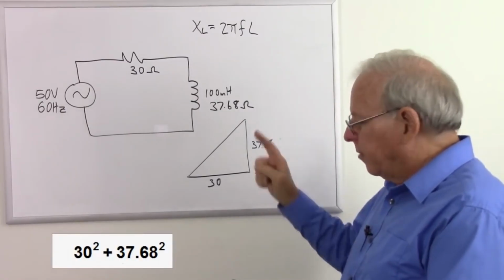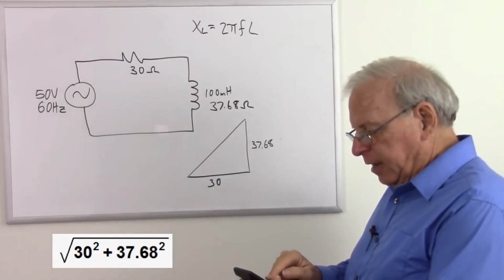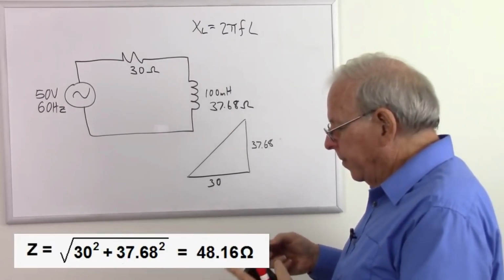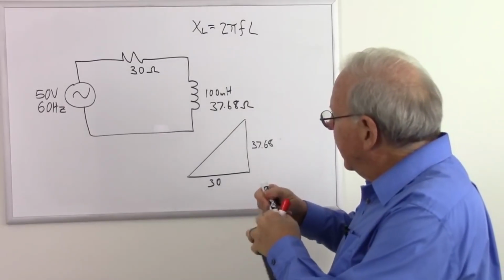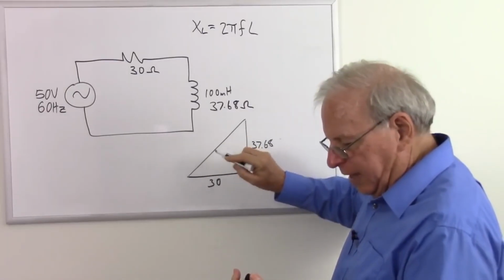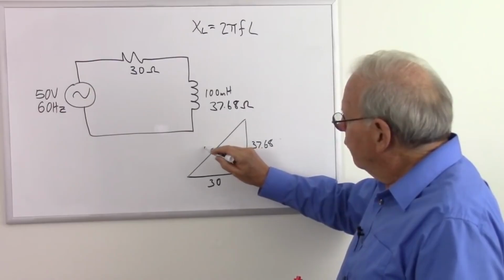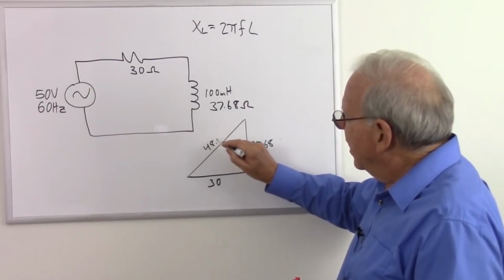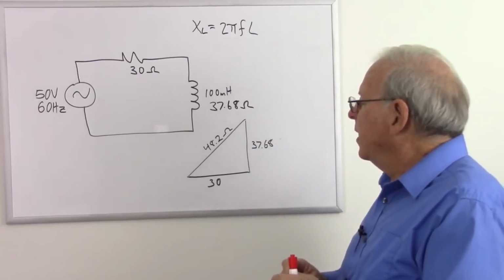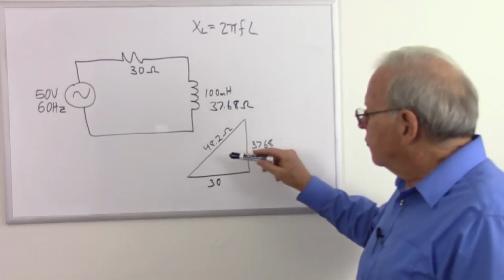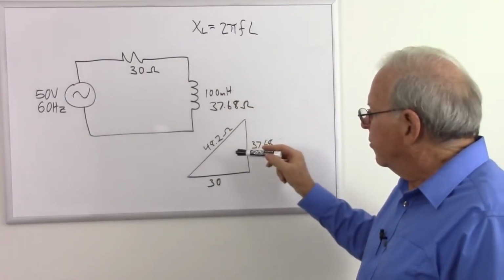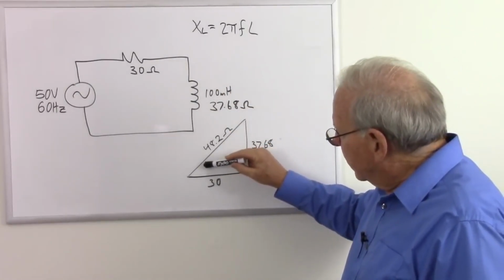Now I have a useless number, but I'm going to take the square root, and I got 48.16. So our impedance, or the length of this hypotenuse, is going to be 48.2 ohms, 48.16 ohms. But that's only half of the answer, because we also want to know how much our voltage is leading our current in the circuit, and that's going to be this angle right here.